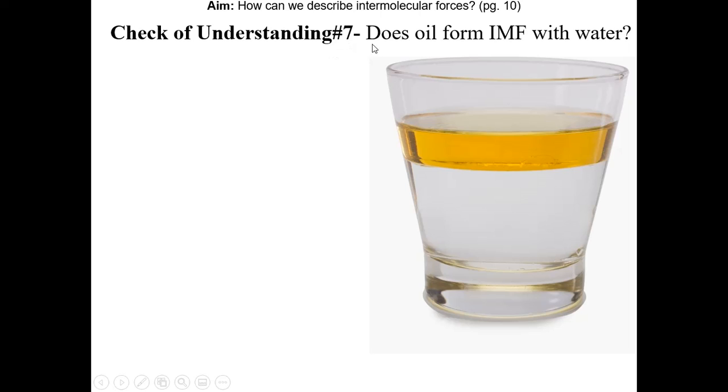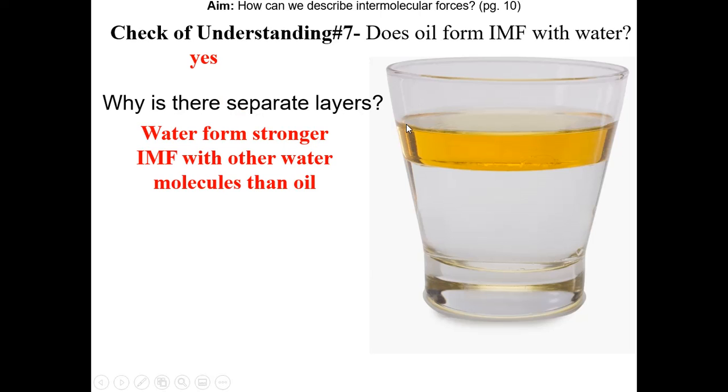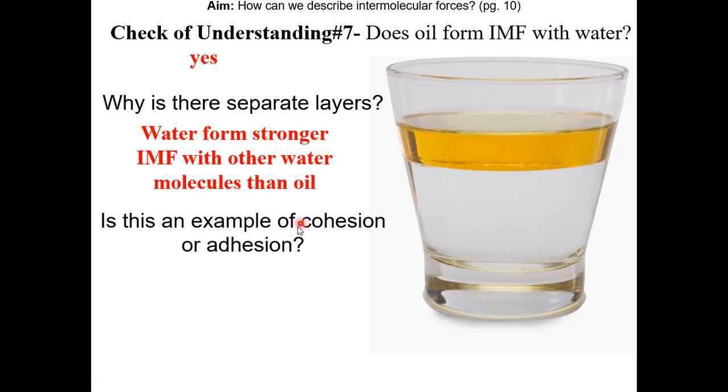Check of understanding number 7. Does oil form intermolecular forces with water? The answer is yes, they form van der Waals dispersion forces. So why are there separate layers? Because water forms stronger intermolecular forces with other water molecules, like hydrogen bonding, than van der Waals forces with the oil molecules. So is this an example of cohesion or adhesion? This is an example of cohesion.